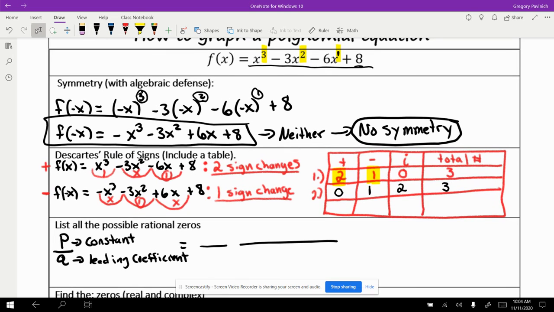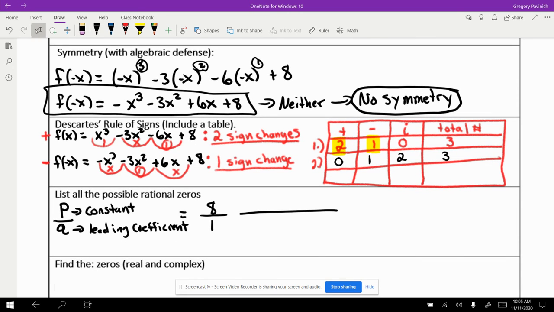Go all the way back up to the top, which is my constant was 8 and my leading coefficient was 1. Now what I want to do is list all the factors of both of those numbers in the numerator and denominator. So the factors of 8 are plus or minus 1, 2, always plus or minus, 4, and 8. And my leading coefficient, well, the only factor of 1 is 1.